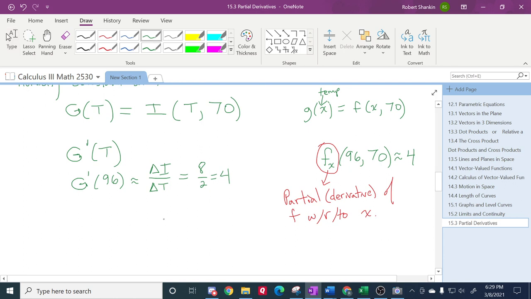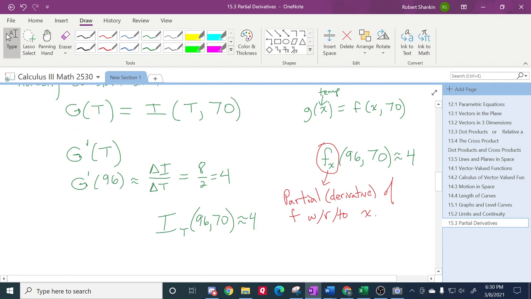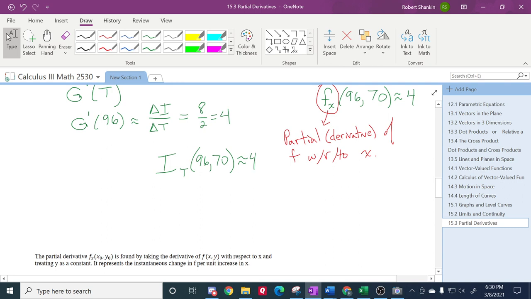You can have an I sub t at 96, 70, and that's approximately 4. But we're going to be using this kind of notation with little f's and little g's and x and y's, and commonly we'll see it as partial f with respect to x. And similarly, we'll get the partial of f.